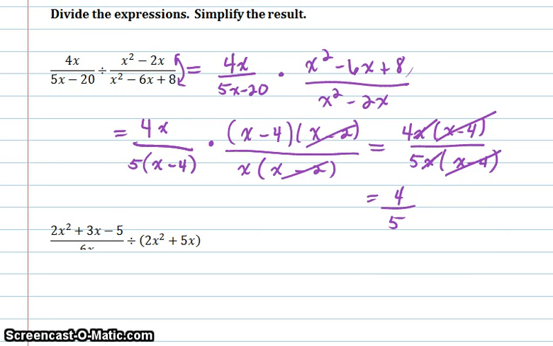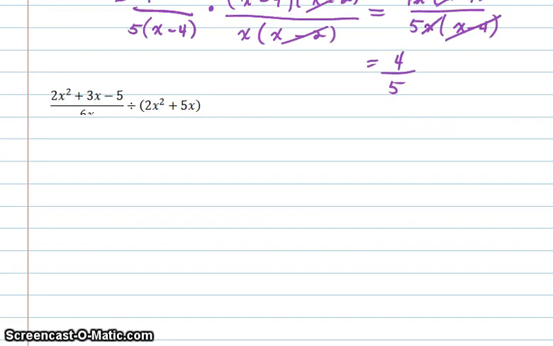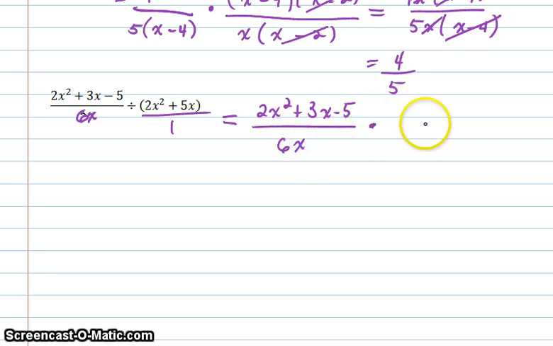Okay, the last example here. So we've got another division, and this is a 6x. I don't know why my computer is not showing it. Remember, if there's nothing on the denominator, that's going to be a 1, and that's going to help us when we flip it. So let's rewrite this. We have 2x squared plus 3x minus 5 over 6x, and then we're going to multiply that by this flipped. So it's 1 over 2x squared plus 5x.